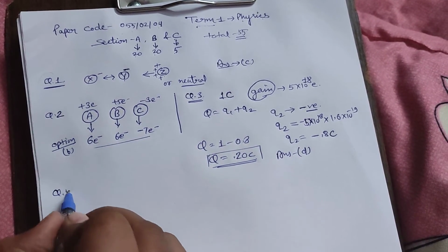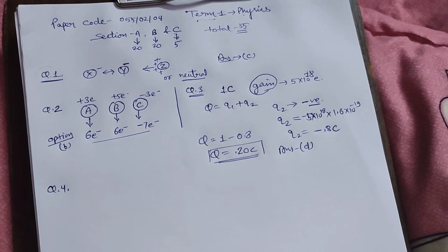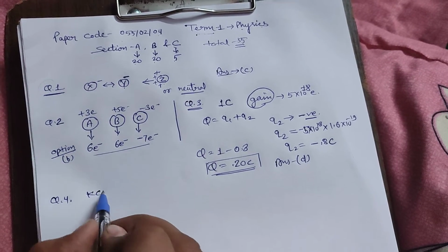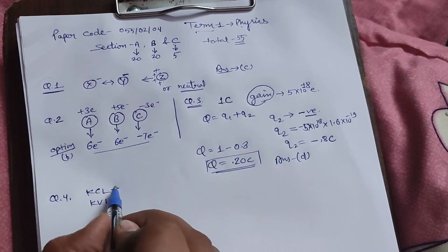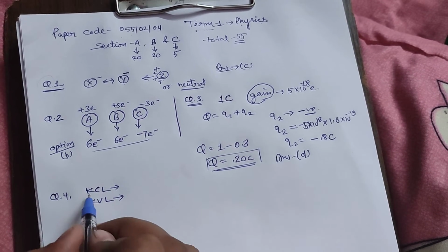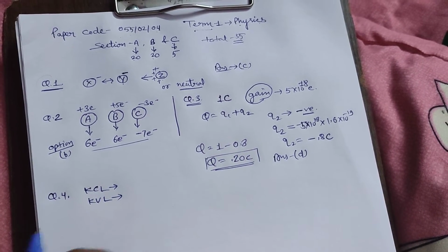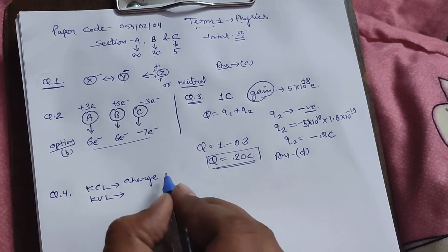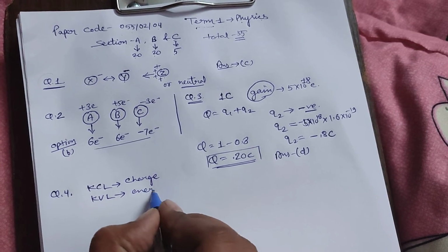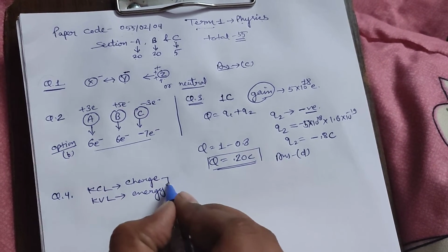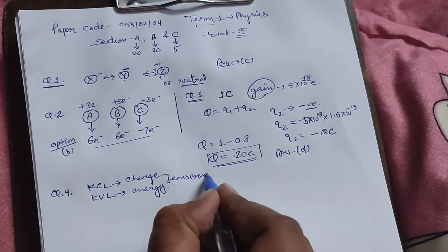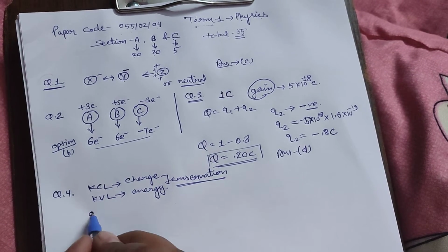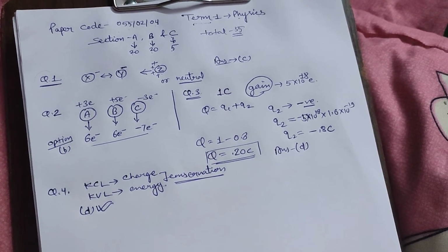Now in question number 4 they want to ask which laws KCL and KVL depend upon. KCL is Kirchhoff's current law and KVL is Kirchhoff's voltage law. KCL depends upon charge conservation and KVL depends upon energy conservation. Okay, so the correct option is D. D is the correct answer.